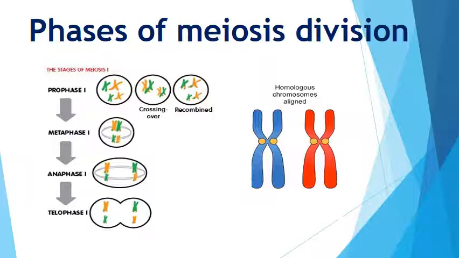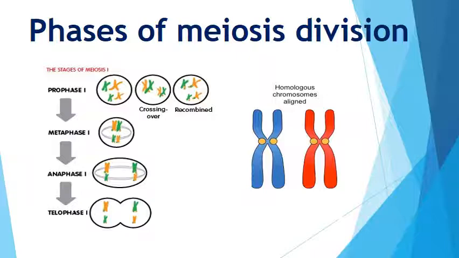Again, what happens at the end of prophase 1? Number 1, the crossing over phenomenon takes place. Number 2, formation of spindle fibers. Number 3, connecting the homologous pair of chromosomes with the spindle fibers from the centromere. Number 4, disappearing of the nucleolus and nuclear membrane.